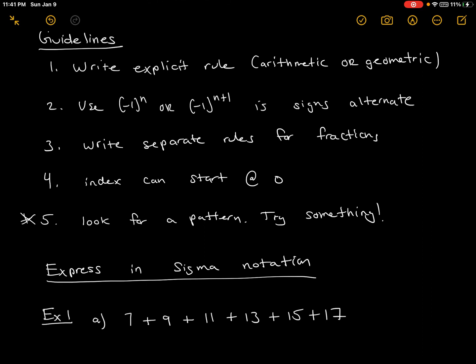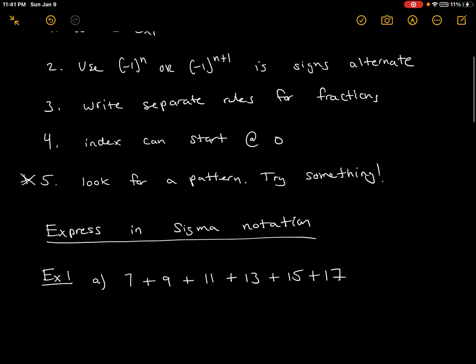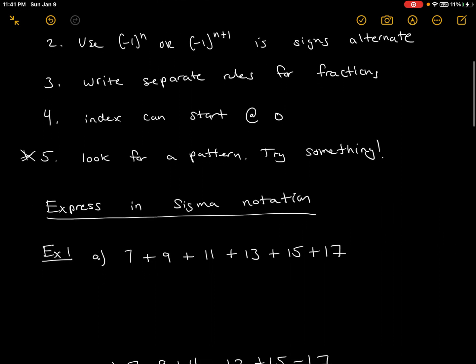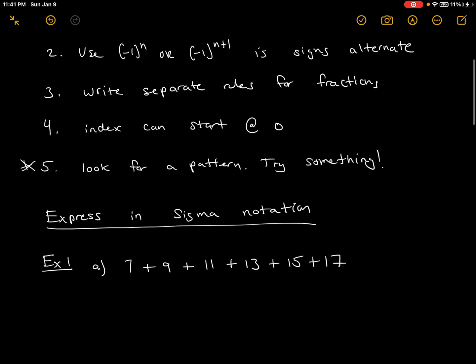So let's start with some basic examples, and then, of course, we'll take a look at the one that's more challenging. So take a look at this first example here. It says express in sigma notation. And immediately off the bat, I noticed that this is arithmetic. And so if it's arithmetic, right, you can write the rule.